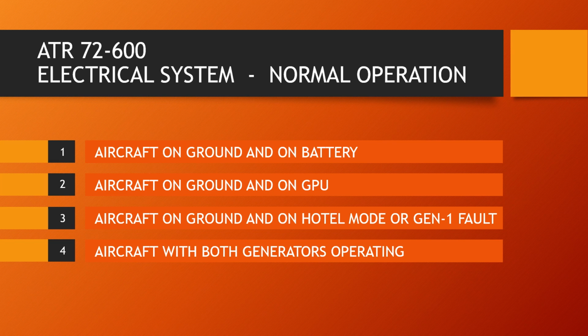Now I am going to discuss normal operation of the electrical DC system when: 1. Aircraft on ground and on battery. 2. Aircraft on ground and on GPU. 3. Aircraft on ground and on hotel mode or DC generator 1 fault. 4. Aircraft with both generators operating.